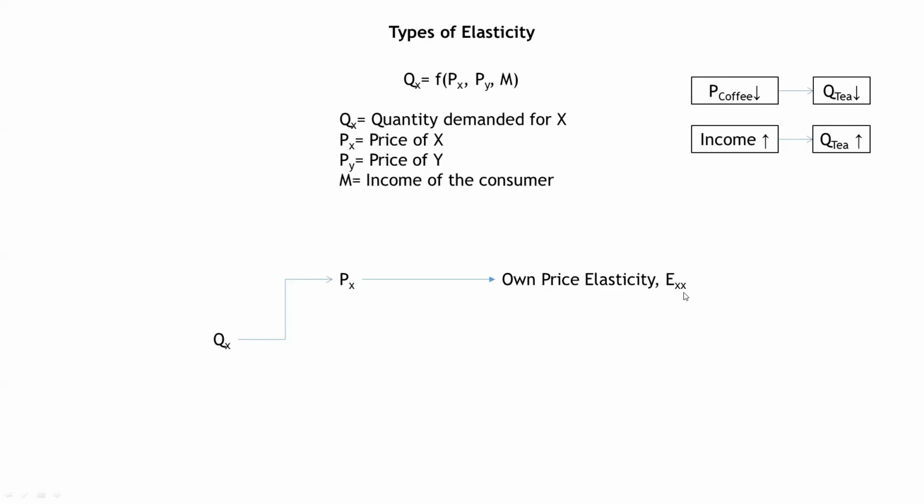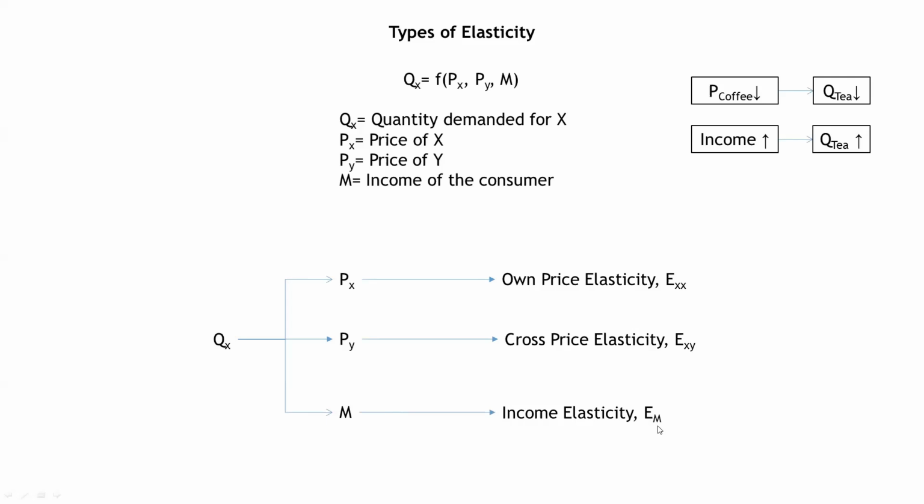Again, for commodity X, price of Y is cross price, and hence, when we measure responsiveness in quantity demanded for X due to the change in price of Y, it is called cross price elasticity of demand. We can denote it by EXY. Finally, when we measure responsiveness in quantity demanded for X due to the change in income of the consumer, it is called income elasticity of demand, which can be denoted as EM. In the same sense, we can get taste elasticity, advertisement elasticity, etc.